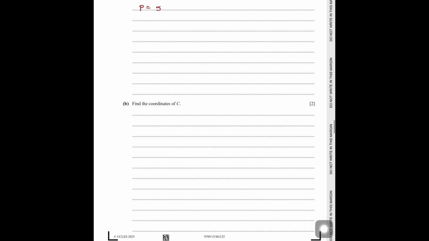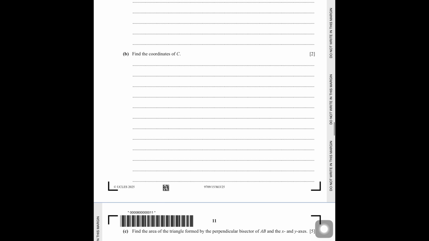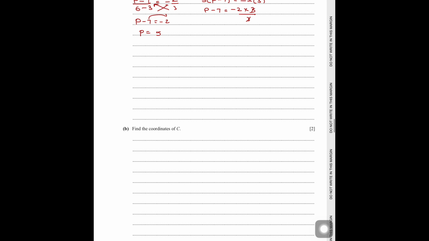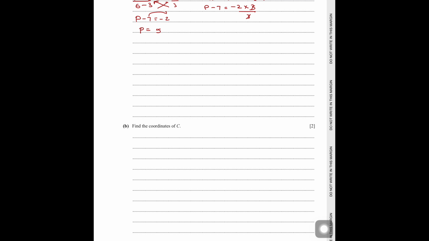All right. Find the coordinates of C now. All right, let me try. It's a parallelogram. Let me draw to explain.